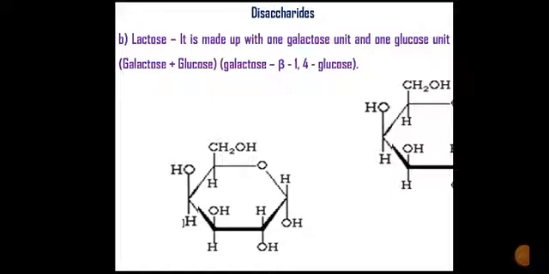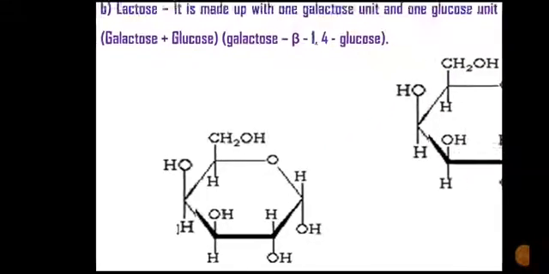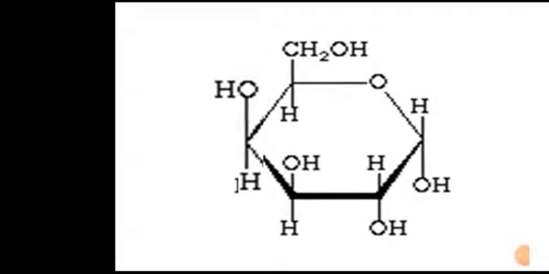This is the structure of galactose. Here you can see this is carbon number 1, 2, 3. At carbon number 3 it is OH, and at carbon number 4 it is OH. You can go back and see the planar structure. So you need to remember, while drawing the structure of galactose, at position 3 it should be OH and at position 4 it should be OH. Then carbon number 5 and carbon number 6. This is the structure of galactose.